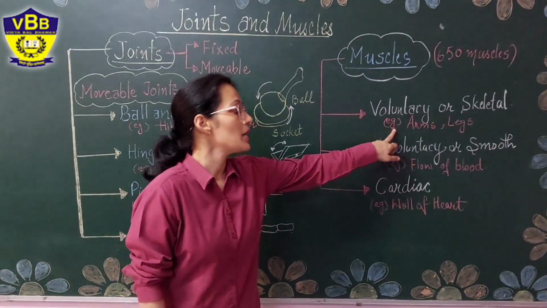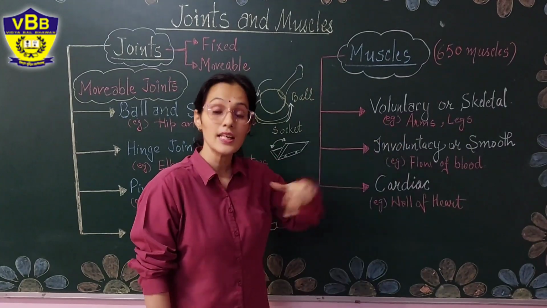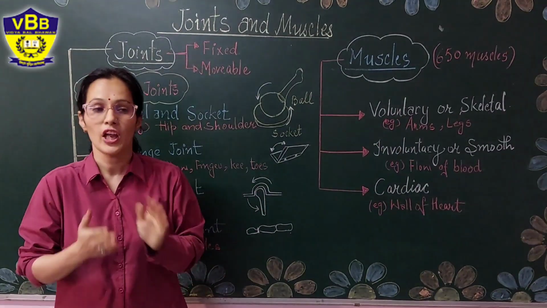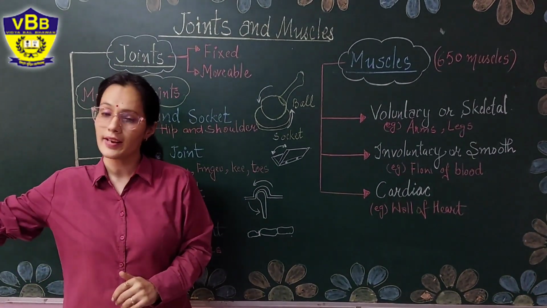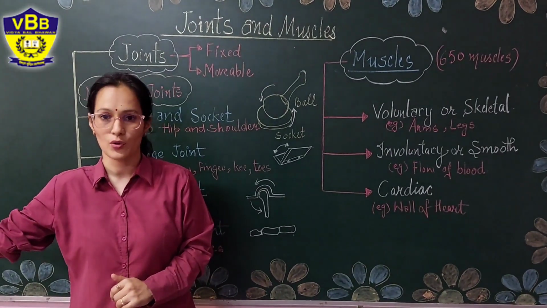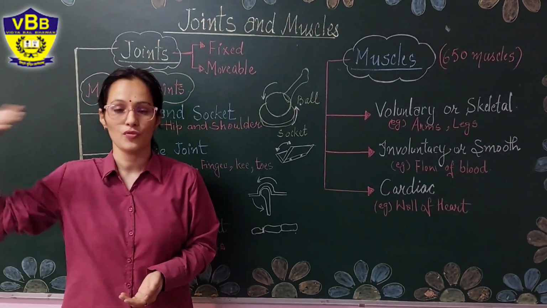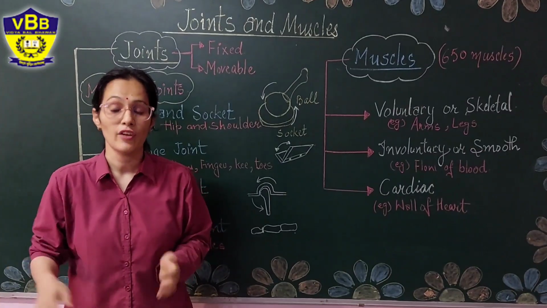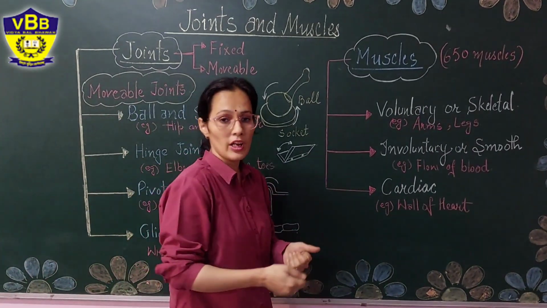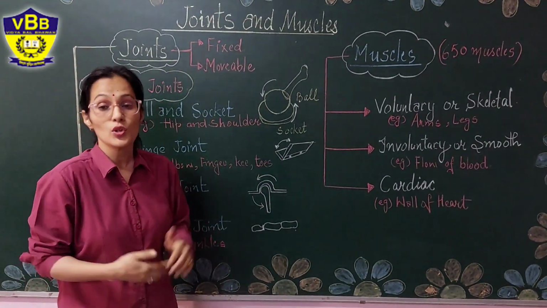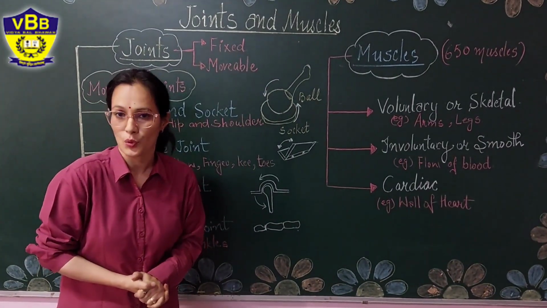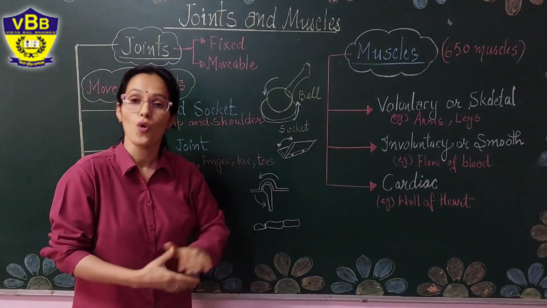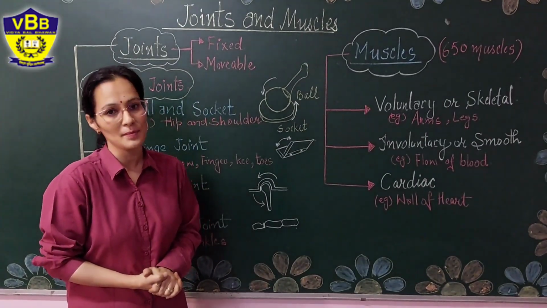For example, the muscles of your arms and legs are under your control. If I want to rotate my hand to this side, I can rotate it because it is in my control. I can take it back, I can take it forward. If I want to move, I can move. If I don't want to move, I can stop. So such types of muscles are voluntary muscles, or skeletal muscles.